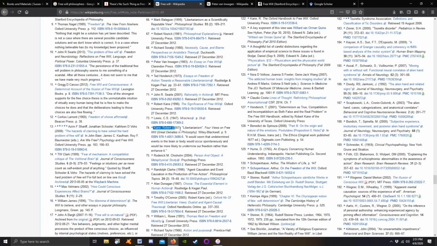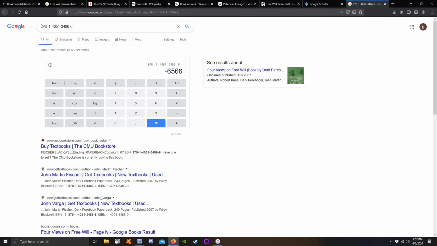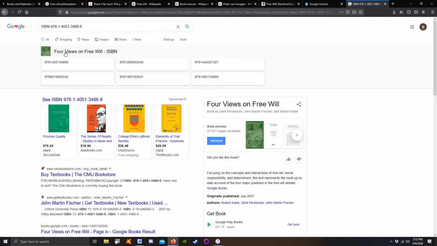Apparently he has this article from 2007 called Libertarianism in the book Four Views on Free Will, A Great Debates in Philosophy. It doesn't take a lot for us to find the book. There's literally a link right here. Here's the ISBN number. So if we copy this and paste it... Well, that's not helpful. Here we go, Four Views on Free Will. Here is the book. Here are the writers, the contributors.